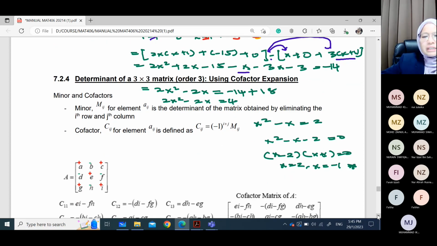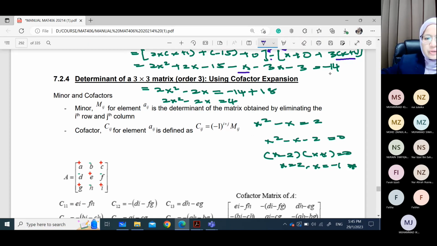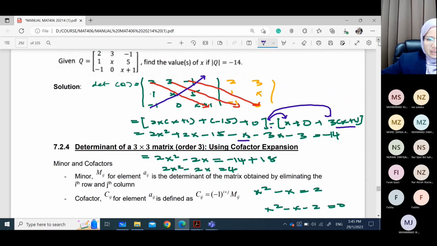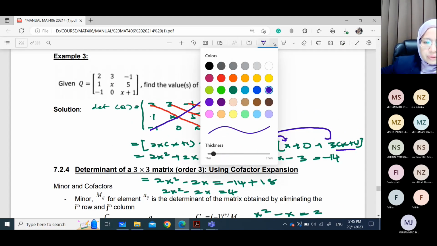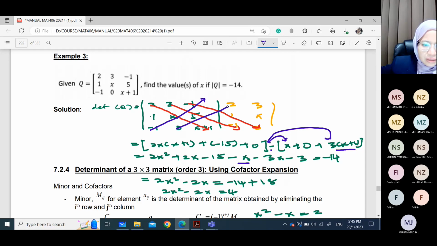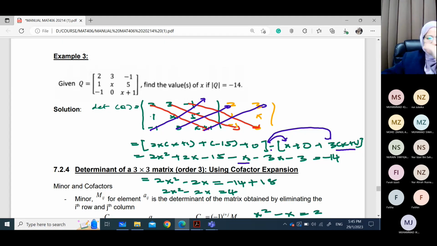Okay, so boleh kita teruskan kepada cofactor expansion. So ini kita panggil sebagai diagonal expansion. Apa yang kita buat ni? It's a diagonal expansion where we multiply based on diagonal pattern. Okay, so diagonal ni pun diagonal juga. Kita darabkan and then kita tolak. Okay, so this one is a diagonal expansion.